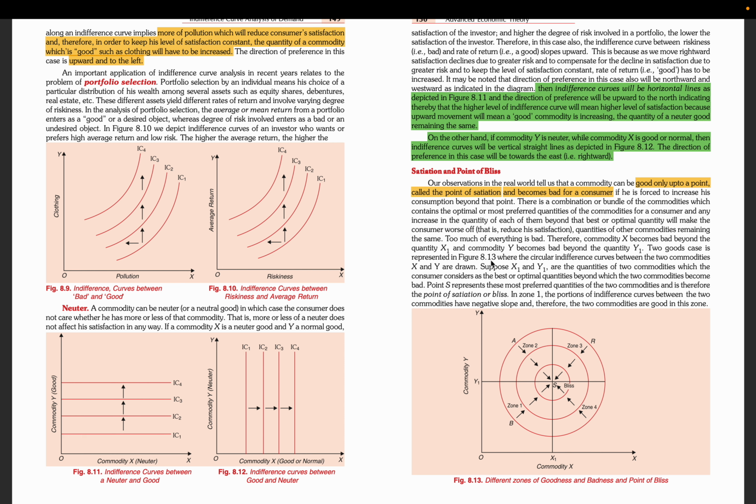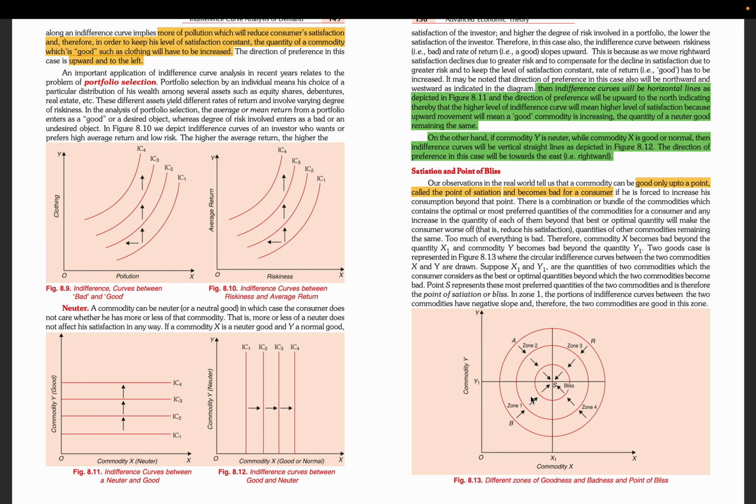The two-goods case is represented in figure 8.13, where the circular indifference curves between the two commodities X and Y are drawn. Suppose X1 and Y1 are the quantities of the two commodities which a consumer considers the best or optimal quantities, beyond which the two commodities become bad. Point S represents the most preferred quantities of the two commodities and is therefore the point of satiation or bliss in zone 1.